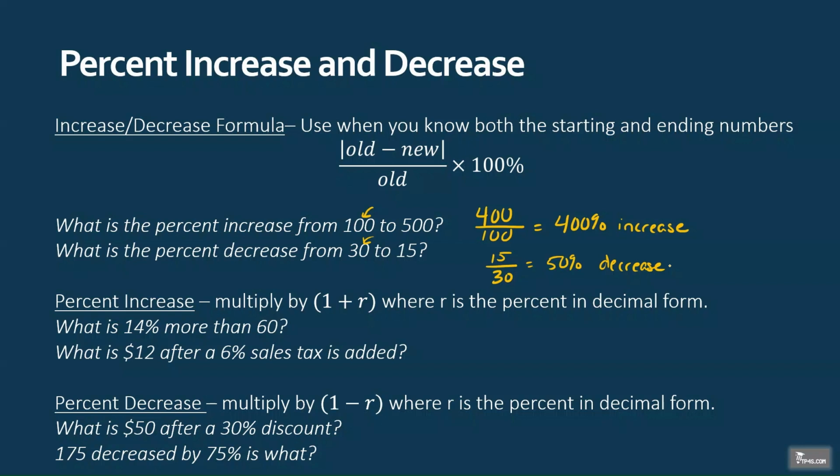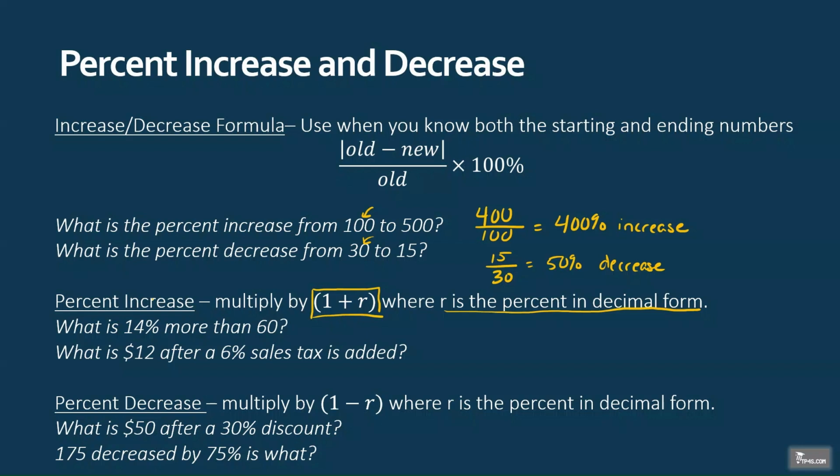It's actually much more common on the SAT when you know the percentage and one of the numbers, and you have to get the other number. So if it is an increase, you are going to use 1 plus r, where r is the percent in decimal form. I always use r, not p, because sometimes you have to convert it back to p at the end. So again, pause this, please, and try it for yourself.